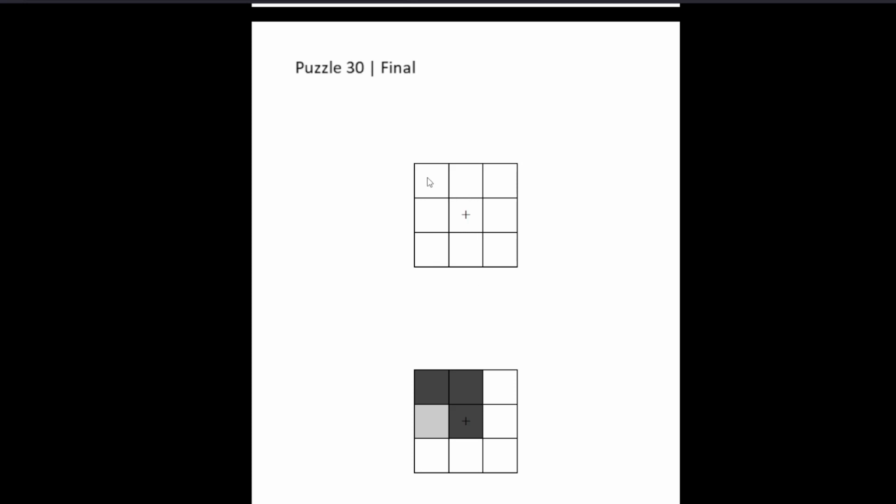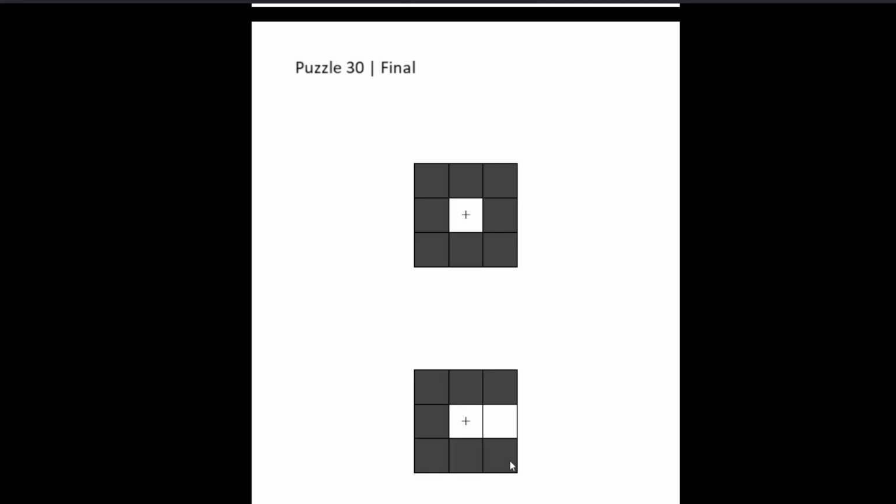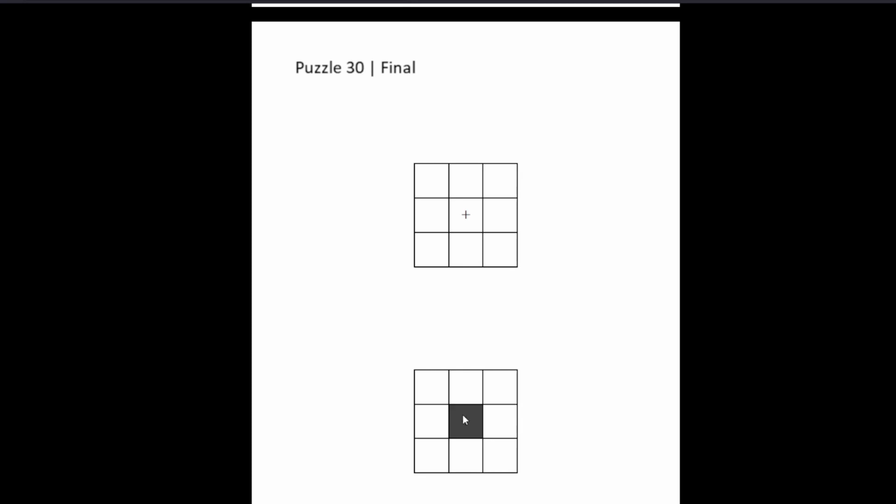I guess that could be, right? So it could be this, perhaps. Or rather, more likely the center has to be black. This would work. Yeah, okay, I think we need a highly symmetrical solution in order to break the symmetry.